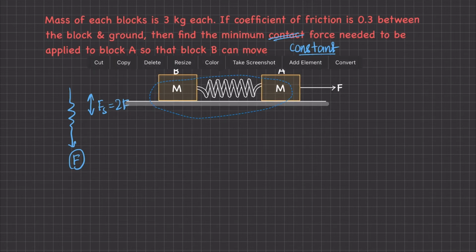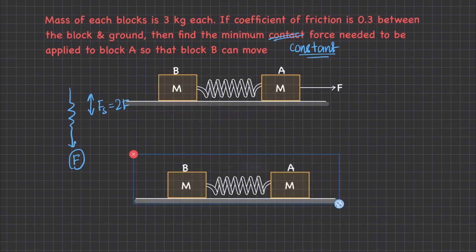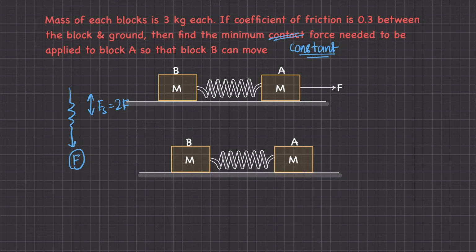So here let's copy the diagram. Our external force here is F, right? So we are applying an external force F. Here the normal force will be mg. So normal will be again mg, and as the mass is 3 kg, mg means 30 Newton, taking g value as 10 meter per second square. So we are getting 30 Newton. So normal is also 30 Newton.